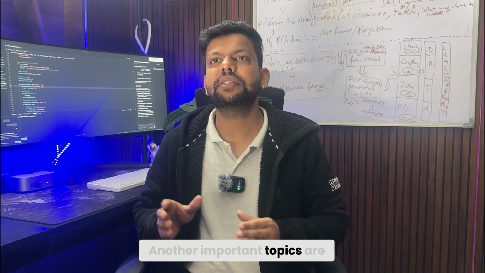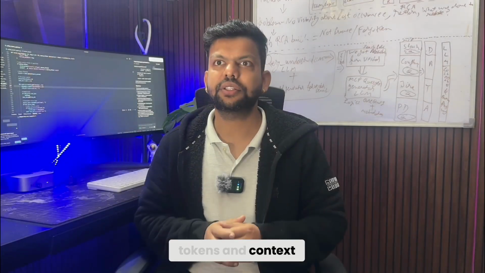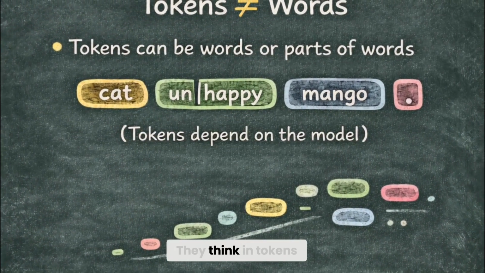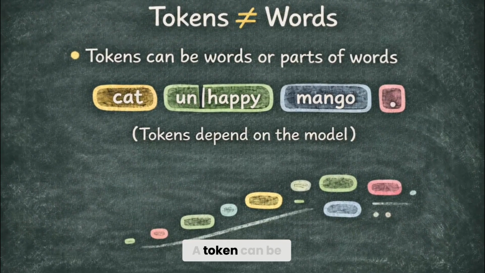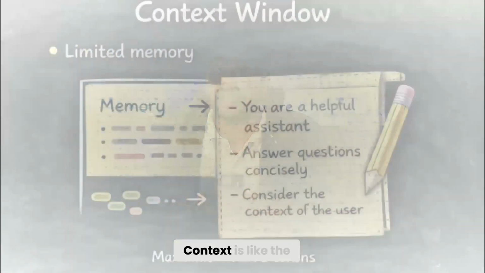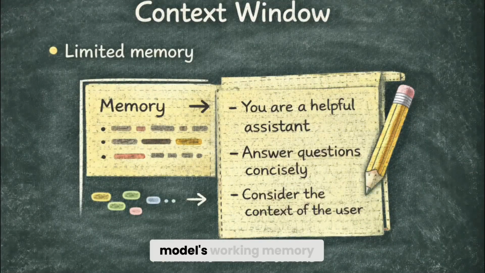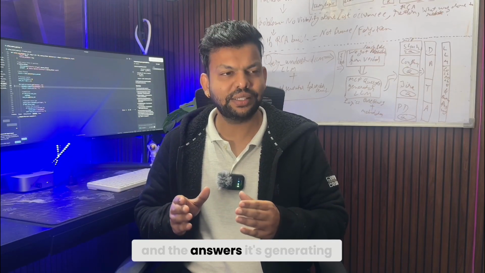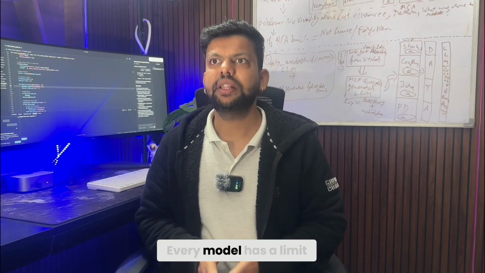Another important topic is tokens and context. Models don't think in whole words, they think in tokens. A token can be a word, part of a word, or just punctuation. Context is like the model's working memory. It includes your conversation so far, your prompts, and the answers it's generating. Every model has a limit.